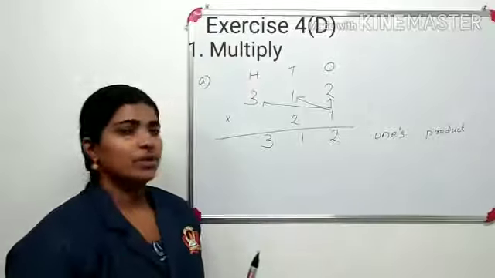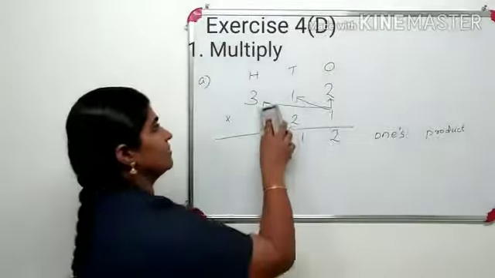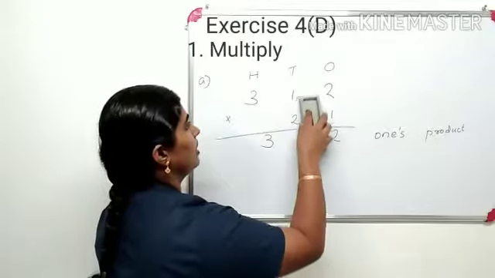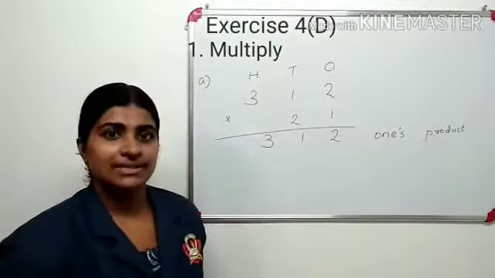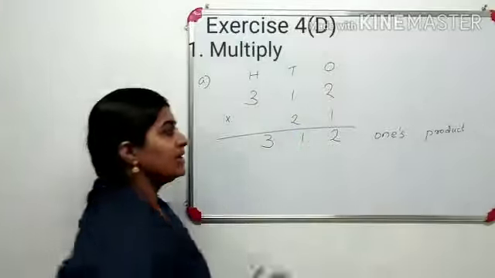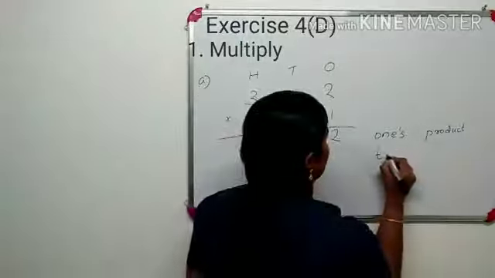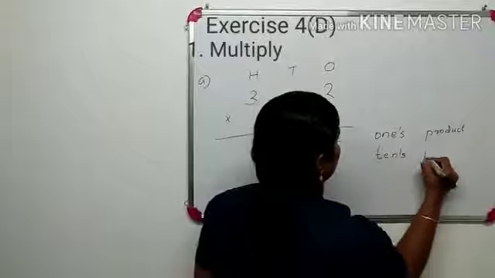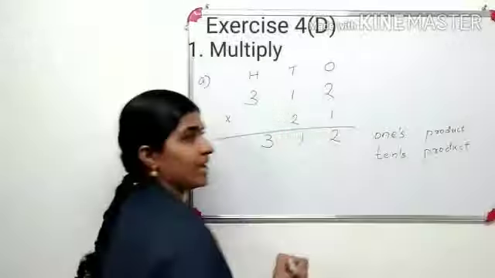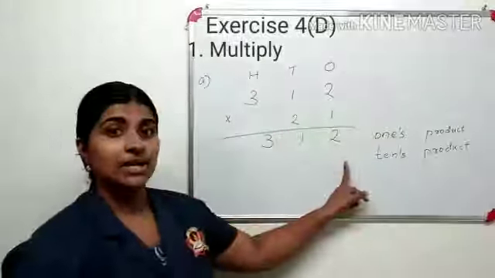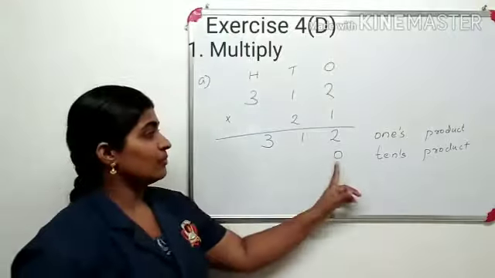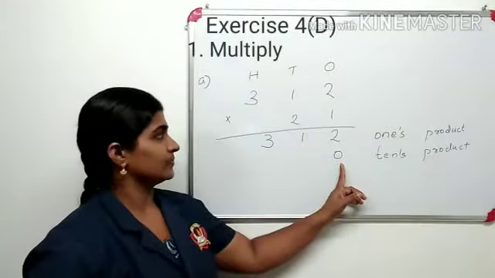Then what about the next step? Yes, we are going to multiply with the tens digit, that is 2, and that product is called tens product. And in the tens product, the ones digit must be 0. Don't forget this, okay? Don't forget to put this 0.